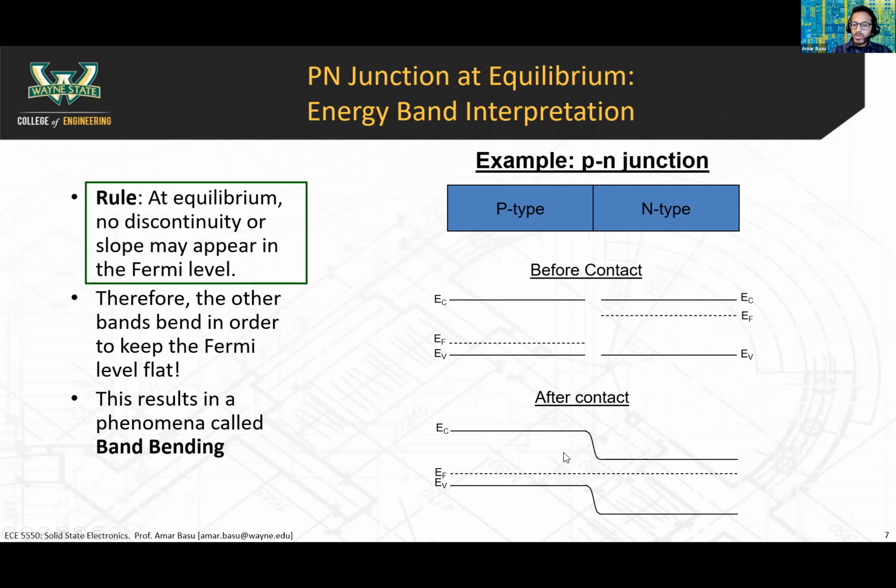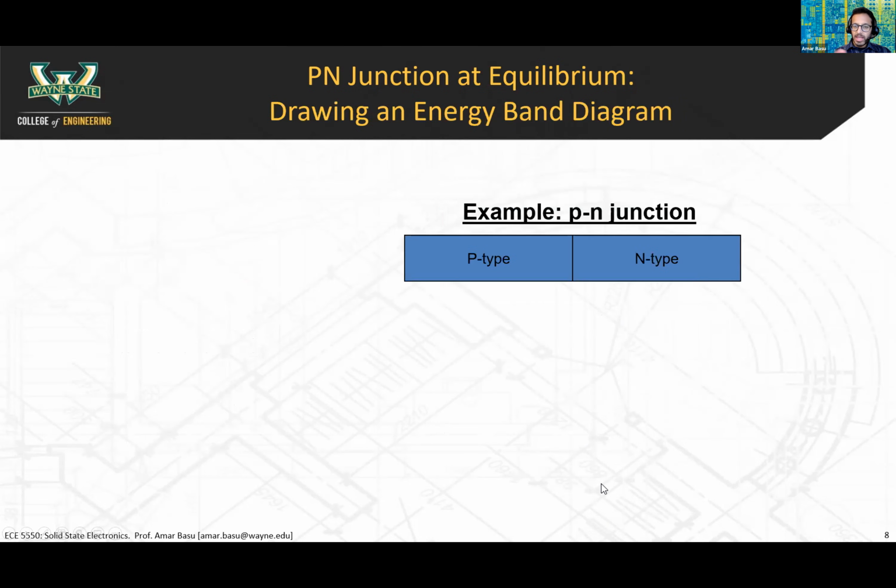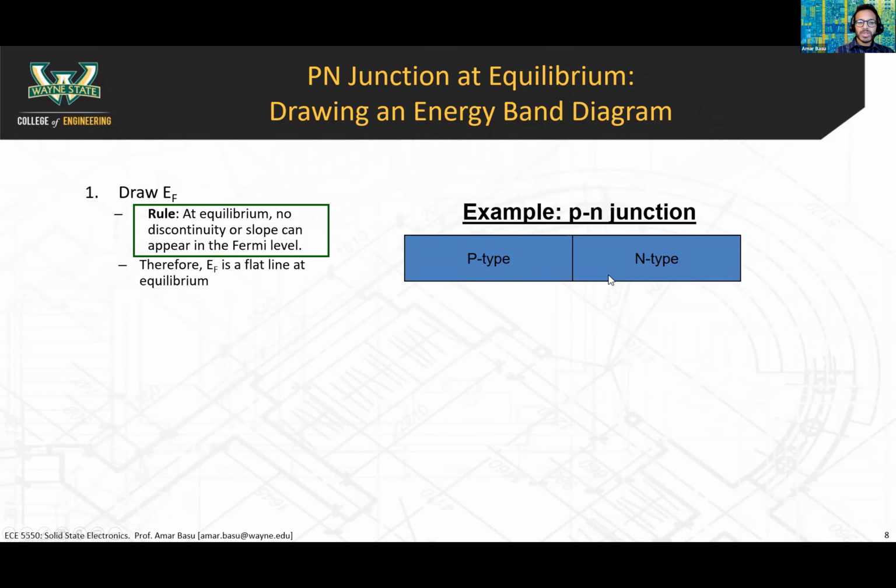So when you align these two diagrams together, after contact, these bands bend around like this. I'll give a little more detail on that so you know specifically how to draw an energy band diagram for a p-n junction. You start with a p-type material and then an n-type material. The first step is to draw the Fermi level. And remember the rule that at equilibrium, no discontinuity or slope can appear. So you start by drawing the Fermi level as a flat line like this.